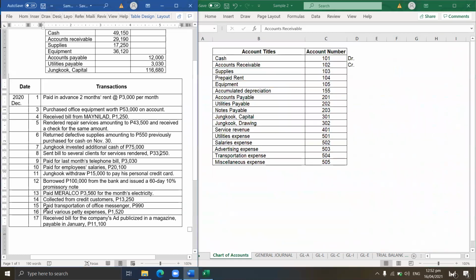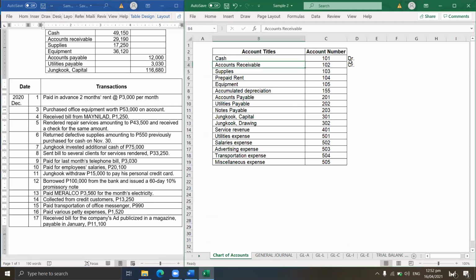So December 15, paid transportation of Office Messenger, sorry, 990. So that's a payment, no? So binayaran natin, so credit to cash po tayo or decrease in cash. Okay? And then bakit tayo nagbayad? We use the transportation service for the Office Messenger, so that will be charged as transportation expense. So increase in transportation expense represented by a debit to transportation expense. So our entry would be debit, transportation expense, credit cash.